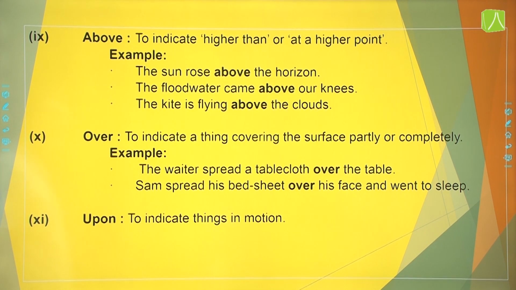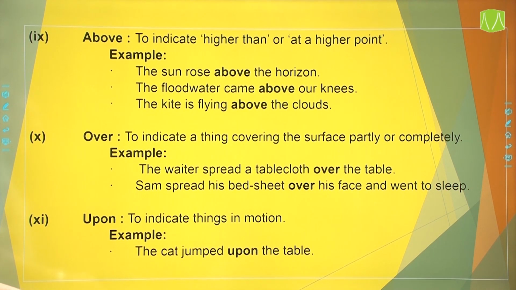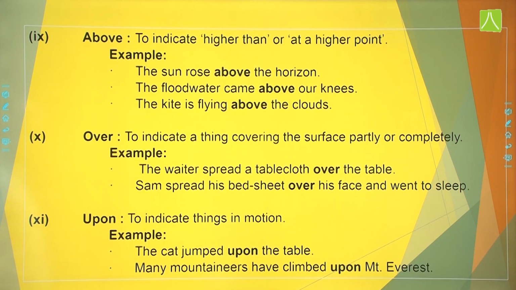Upon, to indicate things in motion. Simple example, the cat jumped upon the table. Cat आई भागते भागते टेबल पे जंप मारा. तो whenever this motion is there, whenever the movement is there, we use upon. Many mountaineers have climbed upon the Mount Everest.